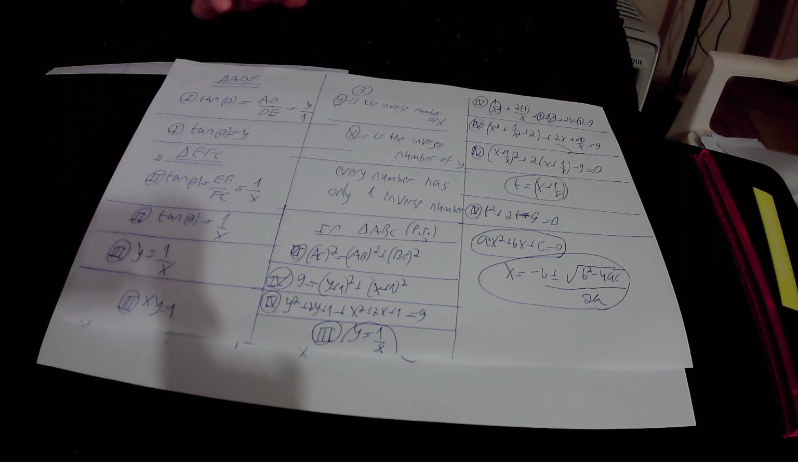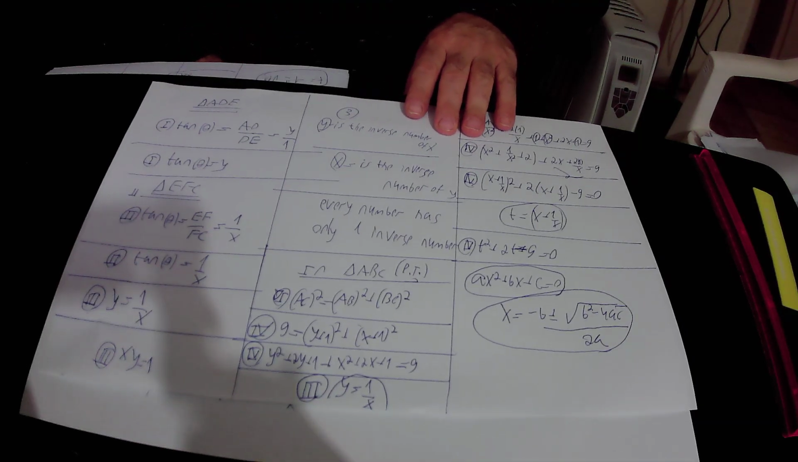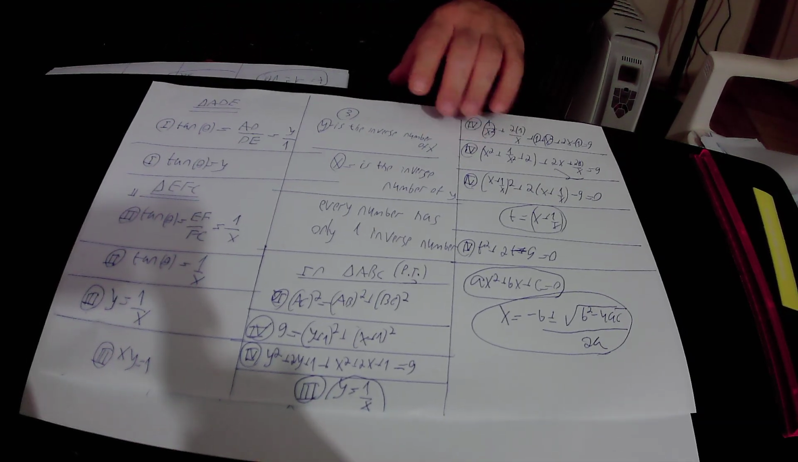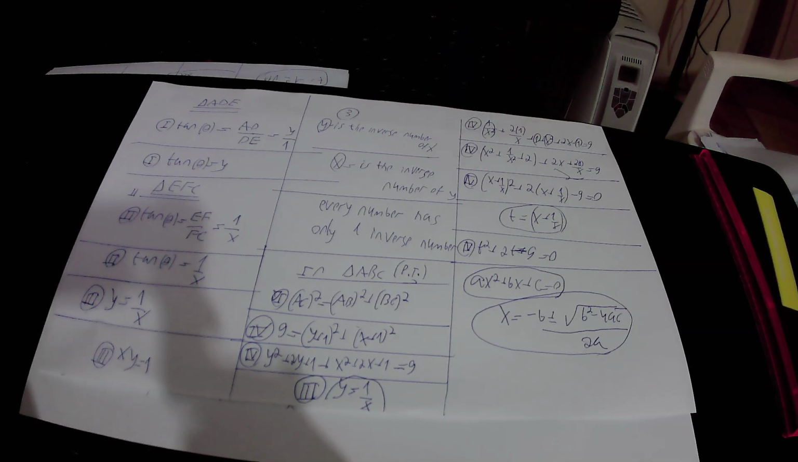When the multiplication of two numbers equals 1, it means that one is the inverse number of the other. So we can write down that Y is the inverse number of X, and X is the inverse number of Y. And it is very important to remember that every number has only one inverse number. 5 has only one inverse number, that is 1 over 5. And 1 over 5 has only one inverse number, that is 5.